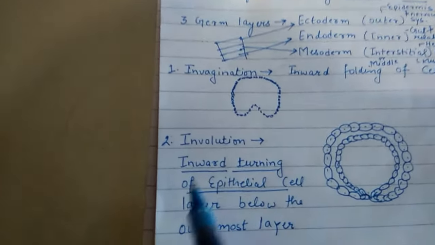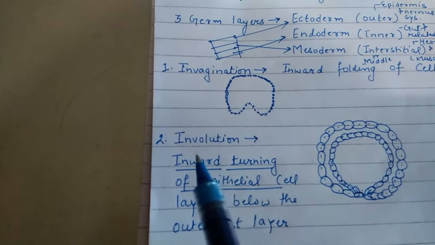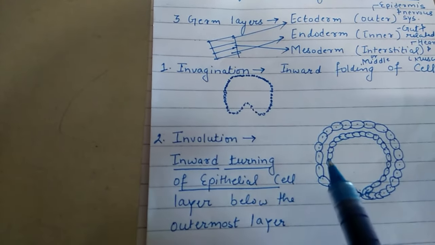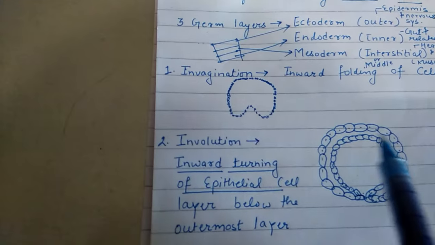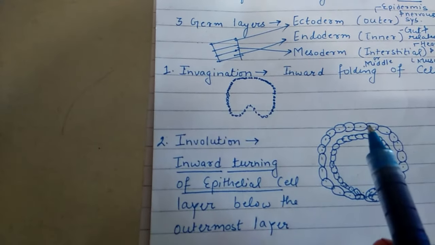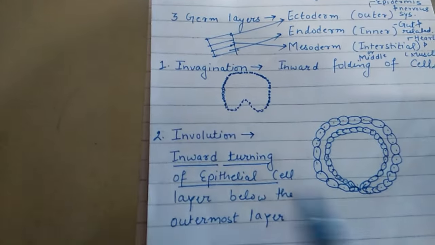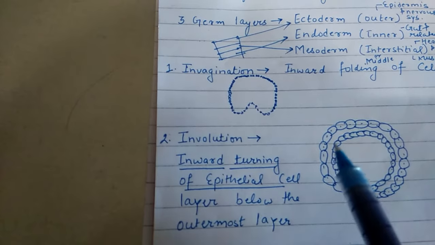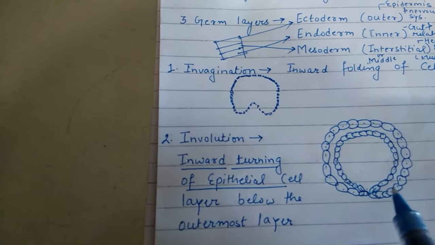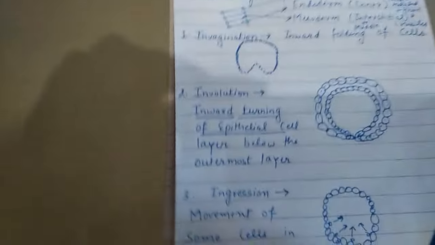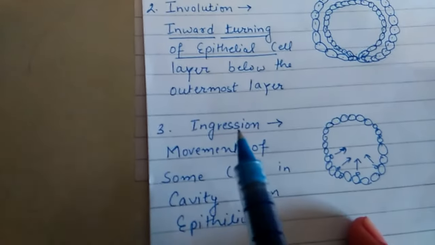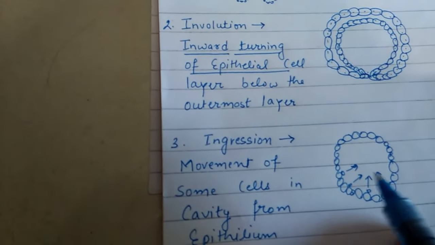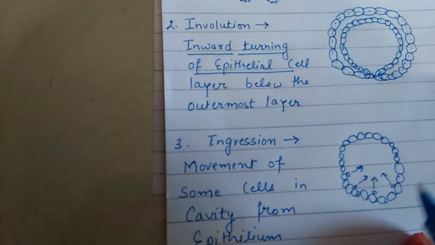Second process is involution. In involution we see this is the outermost layer. In involution a new inner layer starts forming just below the outer layer. So involution is simply defined as inward turning of epithelial cells. Epithelial cells turn inward and form a layer just below the outer layer. So this is involution. Third is ingression. Ingression is simply the movement of epithelial cells into the middle cavity from the outermost epithelial layer.